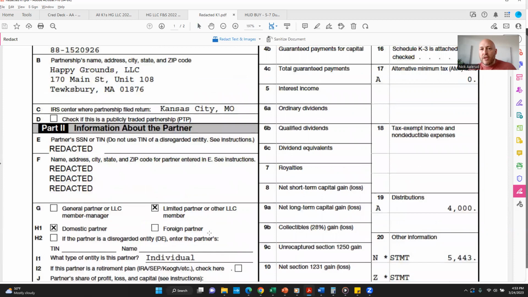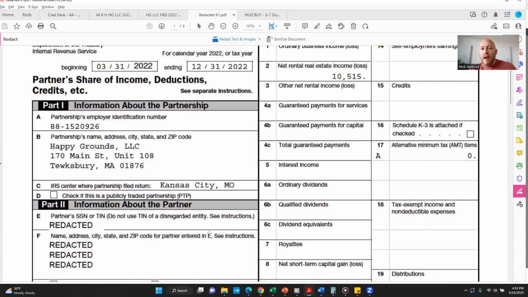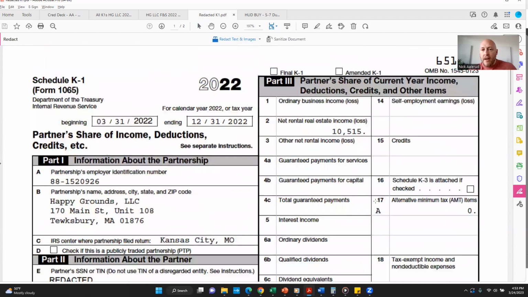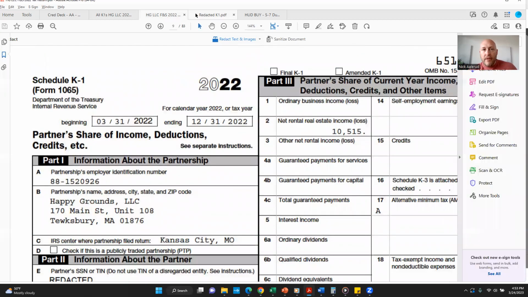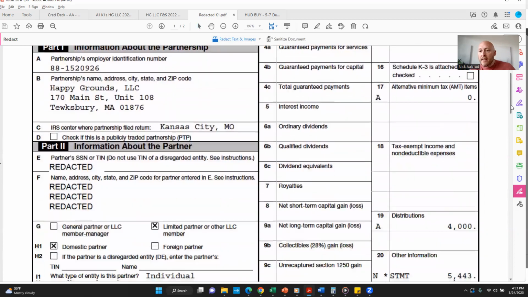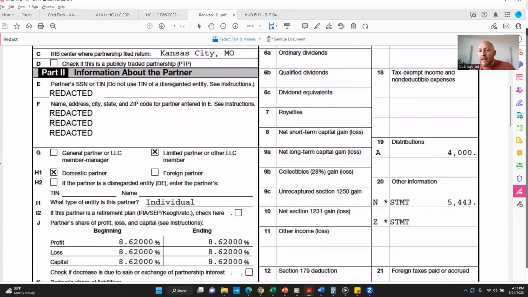But if we go up to the top just to explain it anyway, 8.62% of the 121,984 is this number here, 10,515. This is classified as rental real estate income, which is treated more favorably than business income or personal income, which is good. And as we go down here, you'll also see in box 19 distributions.